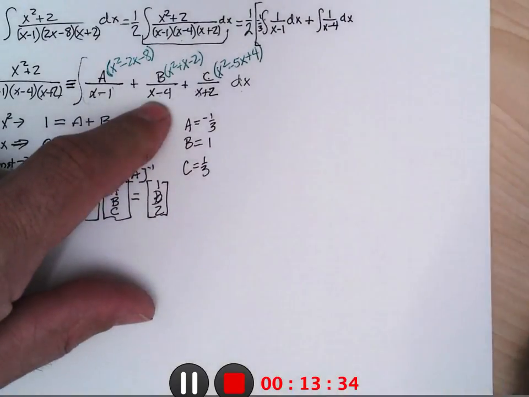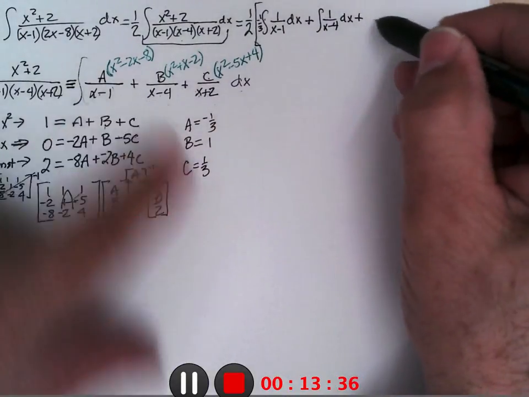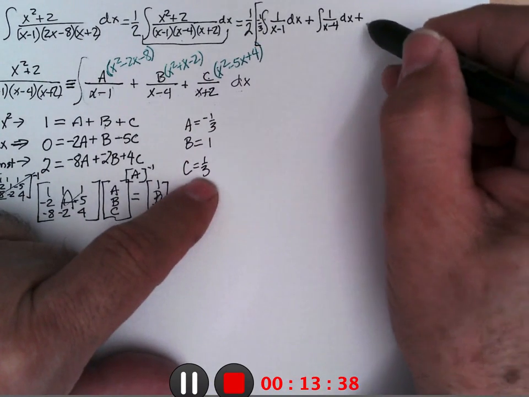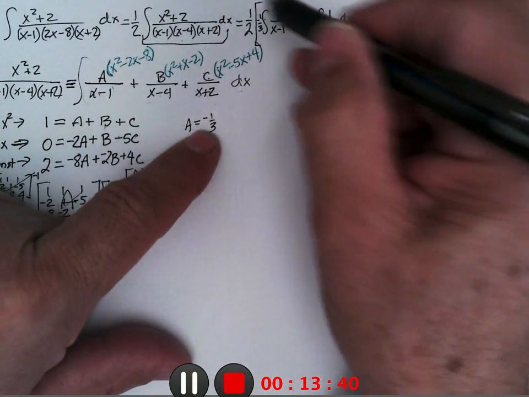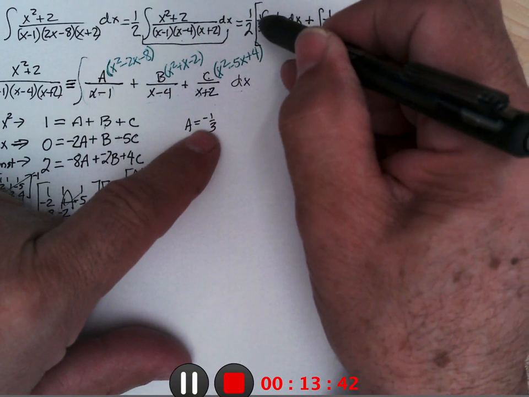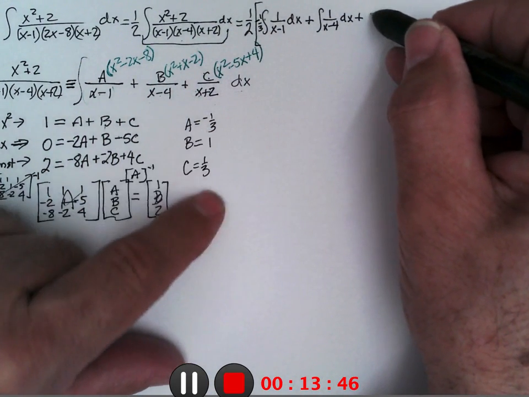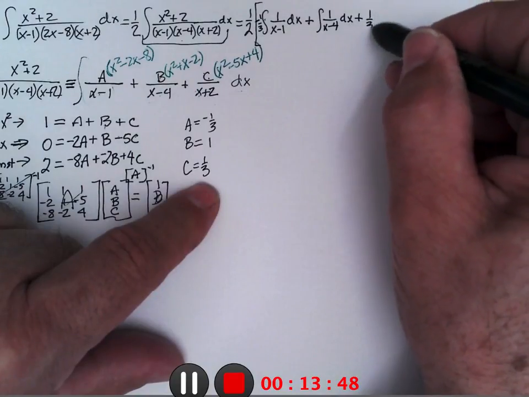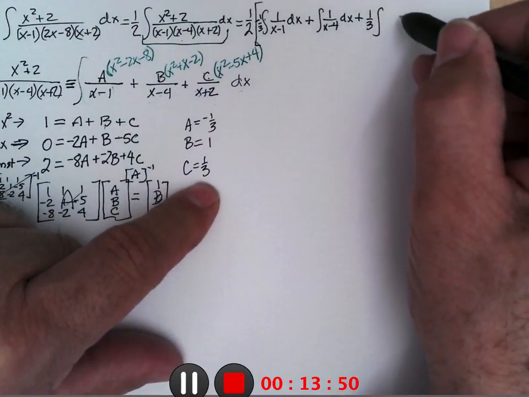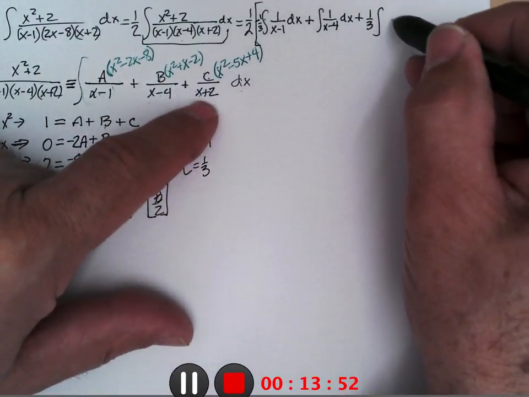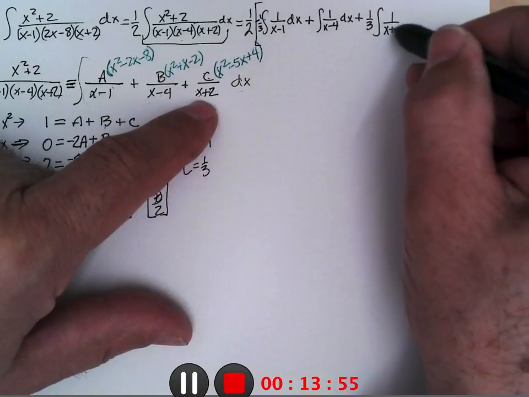plus, and I can pull 1/3 out of this one. First one I had to pull out a minus 1/3. I've got to make sure, yeah, minus is in there. It's not easy to see. This one I'm going to pull out a positive 1/3. Antiderivative integral of 1 over x plus 2 dx.